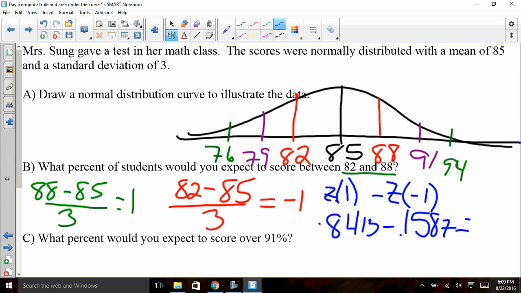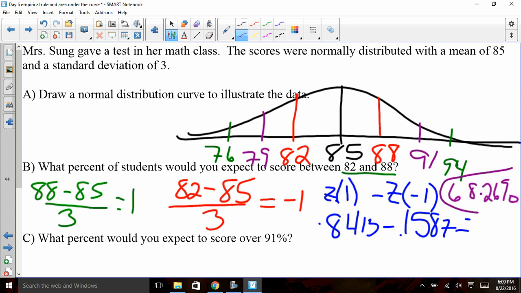So when you go ahead and subtract those 2 decimals, you get 0.6826, but we want to turn that back into a percent. So if you turn that one back into a percent, it gets you 68.26%.